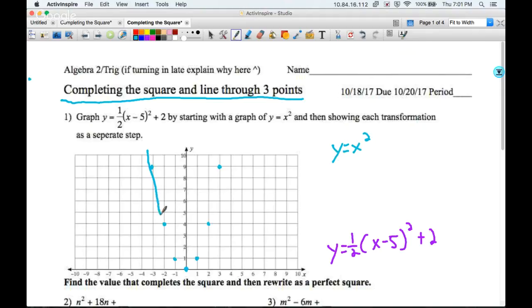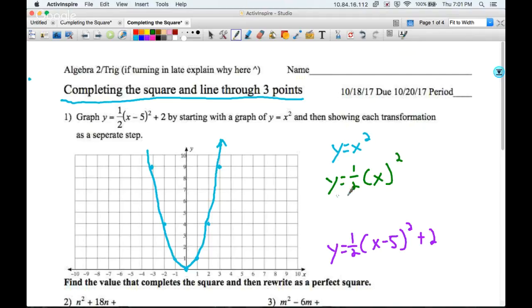And instead of memorizing a bunch of different graphs, you just have to memorize the one parent function, and then you can transform it into any graph that you want. All right, the first transformation I'm going to do on it is apply that vertical compression. We're going to vertically compress it by a factor of 1/2.